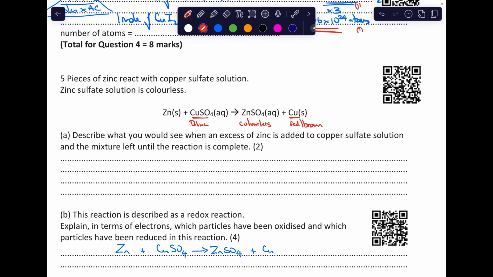So it wants us to describe what we'd see if we add excess zinc to this solution of copper sulfate. We can see from the question, if we add the zinc to copper sulfate, it reacts and it forms zinc sulfate and the copper. This is colorless. So we would see the blue color starts to disappear and the solution becomes colorless. And we would also see that copper would start to form inside the container. And how would we see that? We see this red-brown solid forming. So for 2 marks, that's what we're going to say.